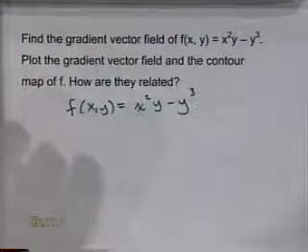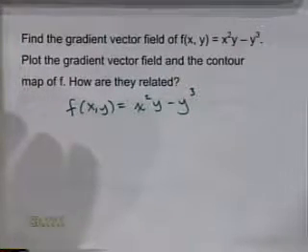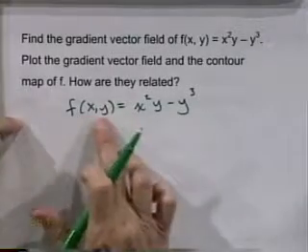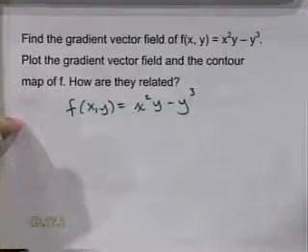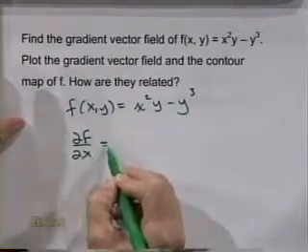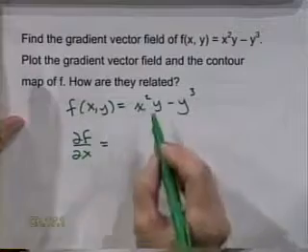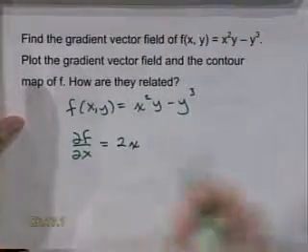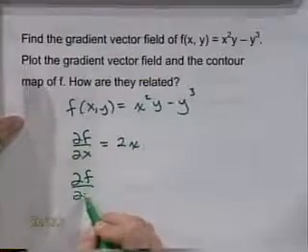That's a function that maps R2 into R. That is not a vector function, is it? It's mapping a point in R2, but when you're done, you have R. What's the partial of f with respect to x? Well, if I take the partial of that with respect to x, I hold y constant, and I just get 2x. What's the partial of f with respect to y?